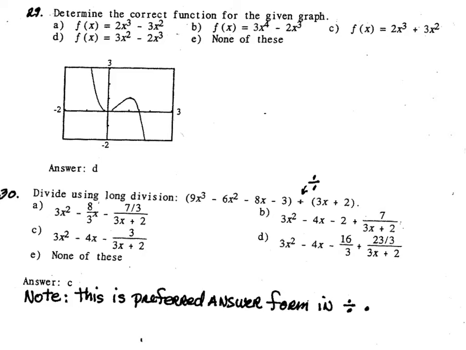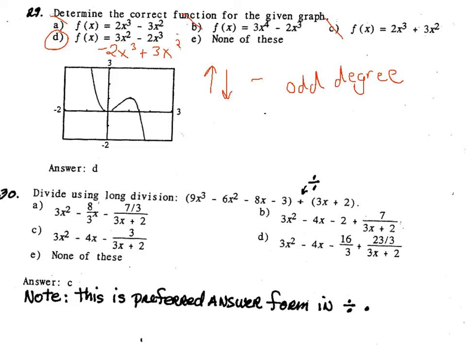In number 29, we want to match the graph with its equation. So if we take a look at the graph, we notice that it has a negative end behavior because it starts up and finishes down. So it must be a negative leading coefficient with an odd degree. So if we take a look, that would definitely eliminate C and B and A. So it must be choice D, and choice D is written a little bit funny. It would probably be easier to rewrite it as -2x cubed plus 3x squared. So that was a little bit of a tricky problem.